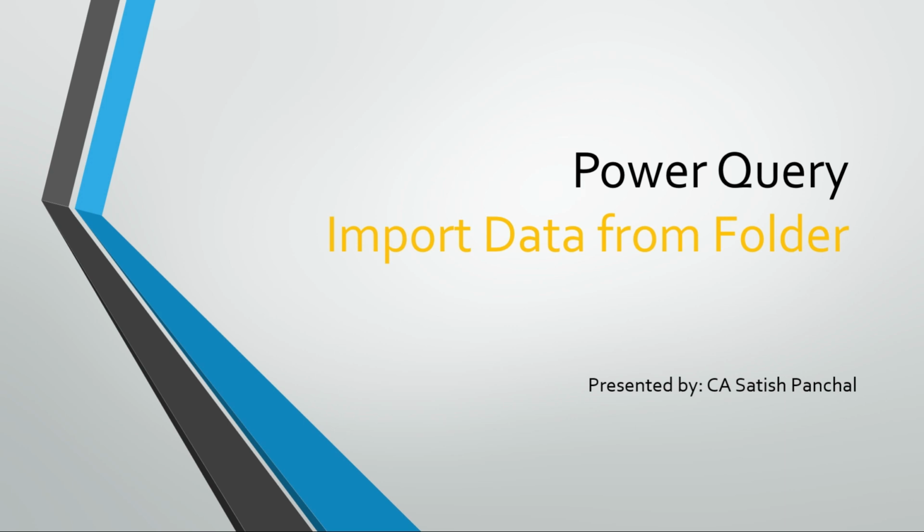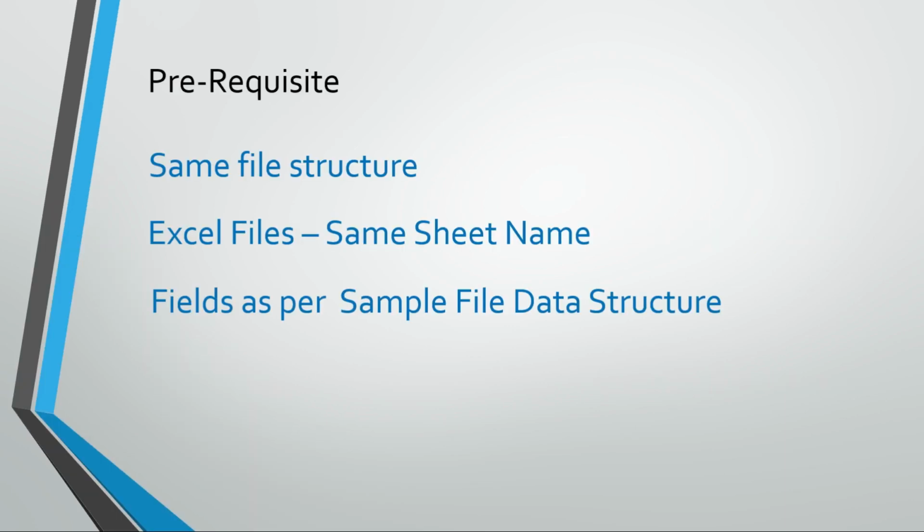Before we start our session, I would like to give you a prerequisite which you should keep in mind while working with Power Query and importing multiple files from a folder. The first condition is that all files must be in the same structure. If you are importing text files, then there is no issue. But if you are importing Excel files, then sheet names should be equal and all fields should be as per the first file or sample file that you will learn in the session. What is a sample file? The data structure should be as per the sample file.